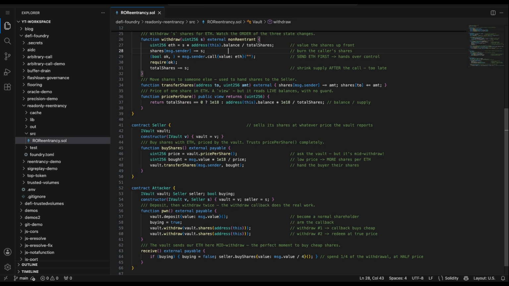Then the first withdrawal finishes, the price snaps back to normal, and the second withdrawal cashes those cheap shares out at full value. Deposit, withdraw, buy cheap, redeem dear, and the difference is pure profit.